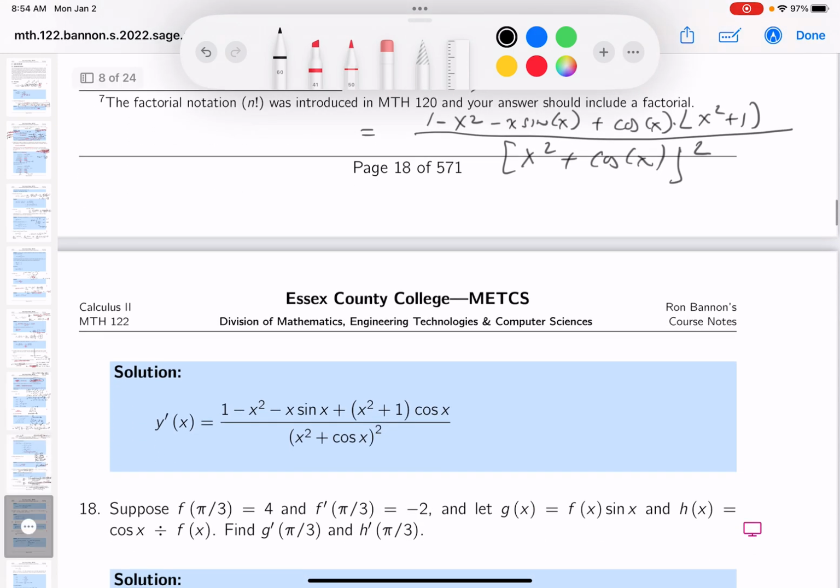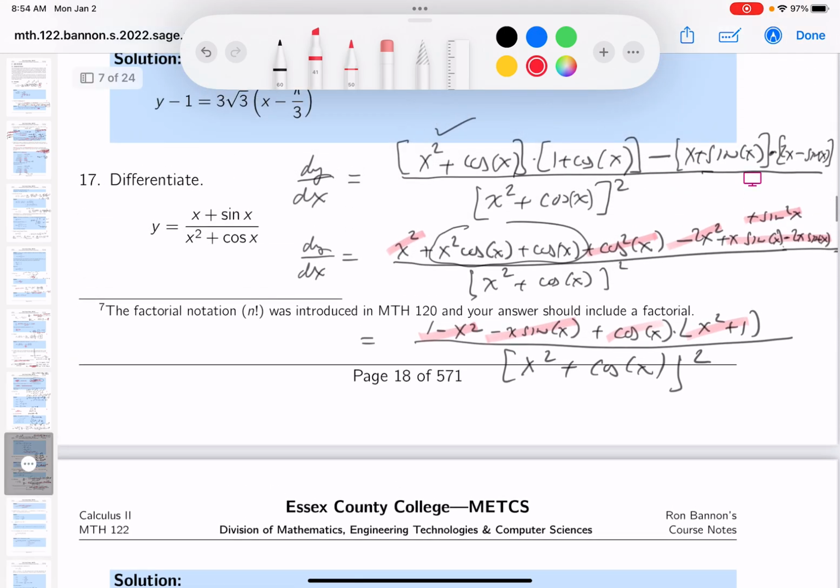All right, let's look at the key. And again, we're trying to match up. So let's see, 1 minus x squared minus x sine x, x squared plus 1 times cosine x, and then x squared plus cosine x quantity squared. So things work out pretty nicely. Again, I want to point out in exams, it's okay to write something down without simplifying it, but if you have a key, you're going to have to work towards simplification. All right, thank you.